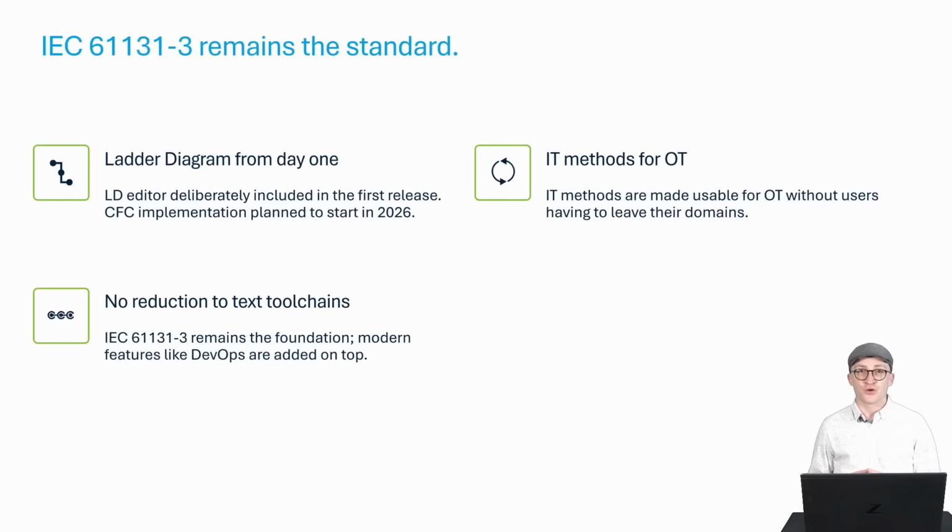IEC 61131-3 remains the foundation. Modern capabilities are layered on top. Over 20 years ago, we added object orientation to CODESYS. Available, but never mandatory. The same principle applies here. How do we make sure new features reach you quickly? Through an agile release model.